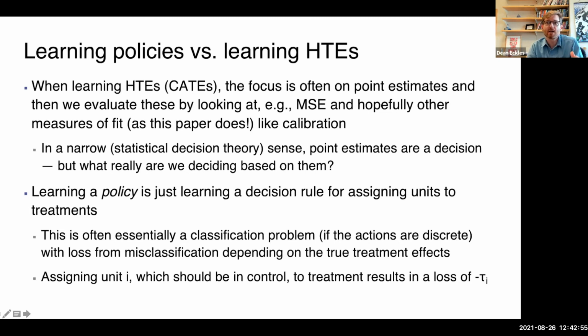It's essentially a classification problem, right? If our actions are discrete, we're deciding which units we're going to assign to these different treatments. Say in the binary case, are we putting them in treatment or are we putting them in control? And our loss from misclassifying somebody depends on their true treatment effects. So if somebody has a positive treatment effect, and we put them in control, then we lose whatever that treatment effect was by putting them in control. If they should have been in control, but they got put in treatment, then our loss is actually their negative treatment effect, right?